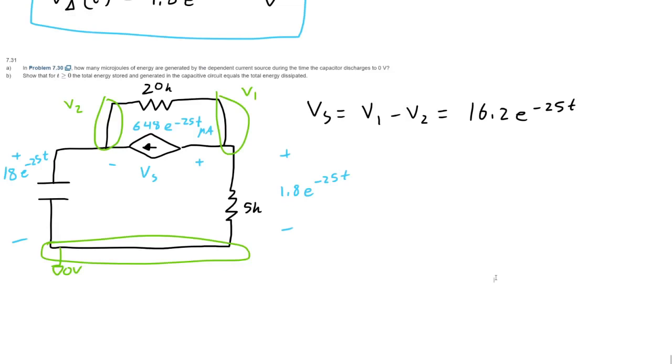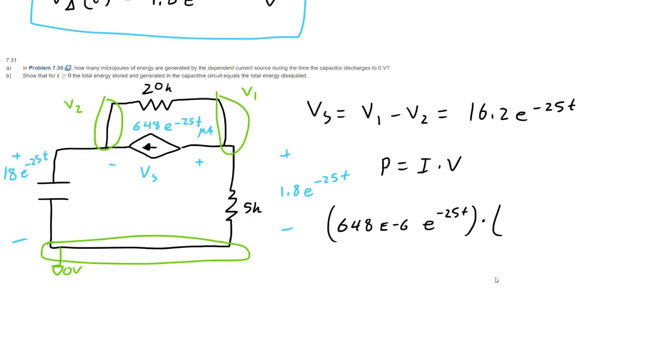So now we've got to find out how many microjoules of energy are generated by the dependent source during the time that the capacitor is discharging. To do that, we need to find the voltage drop across it, and we already have the current flowing through it. So we're going to go ahead and do the power equation. So 648 times 10 to the minus 6 e to the minus 25t as I times V, which is going to be Vs. It's the drop across it.